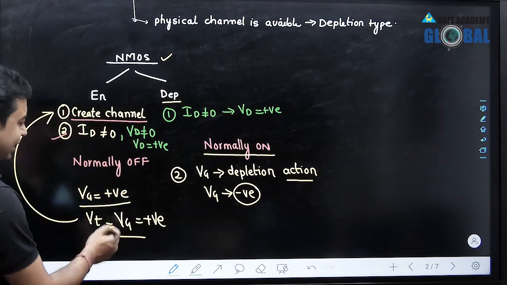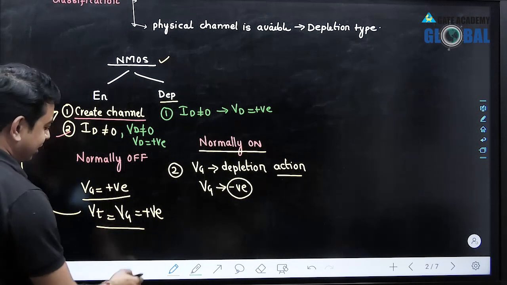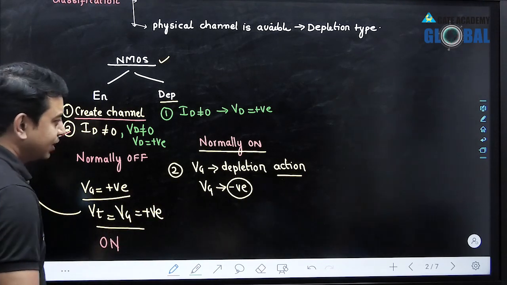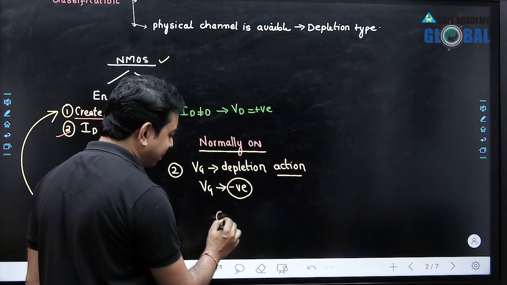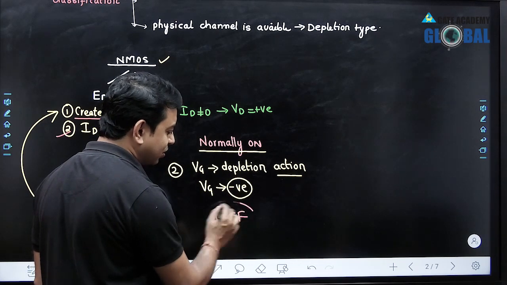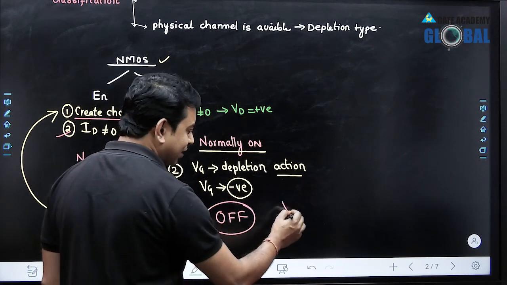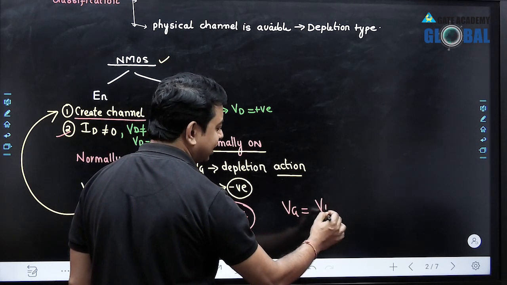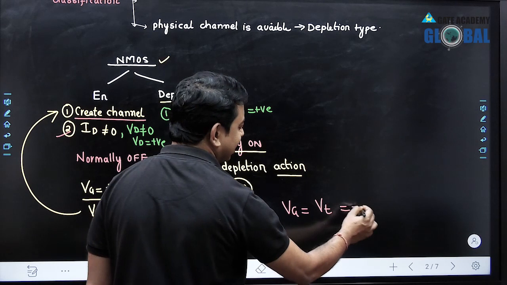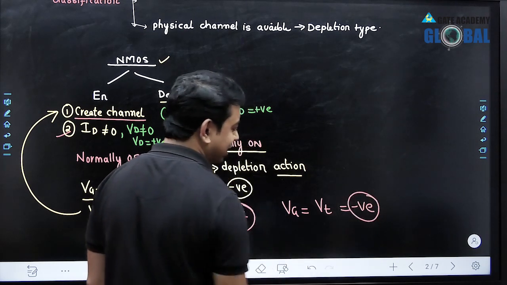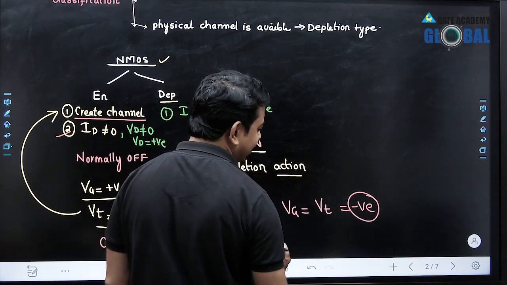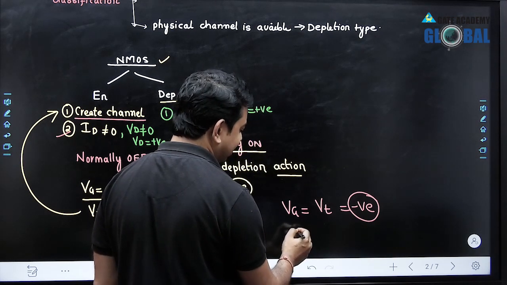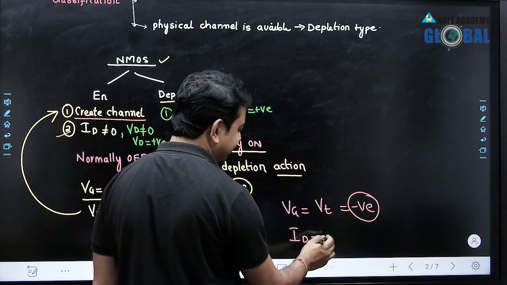So we are creating a channel, then we are applying a gate terminal voltage. That means all this action will make this device on. And it is already on. We have to apply a certain voltage to make this device off. So we have to apply a gate terminal voltage with a certain value of threshold voltage, but this voltage must be negative, so that the magnitude of current ID is equal to 0.